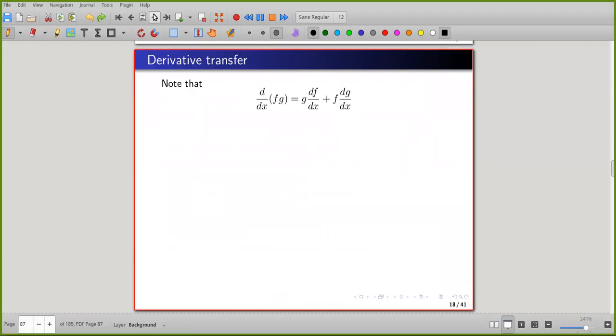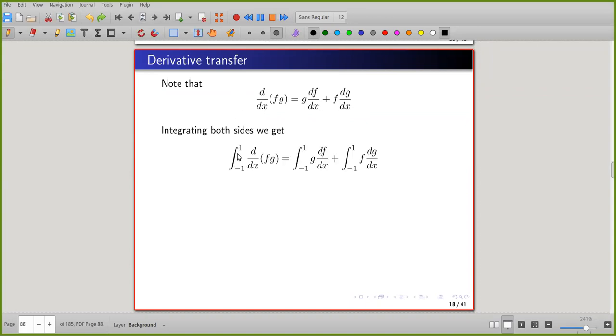Here is a trick which we will use again and again. It's a stupid trick, but it's very useful. Here we have two functions f and g. Let's say they are nice functions, at least once differentiable, but let's just imagine they are polynomials, which is why we are going to use it right now. When we differentiate f times g, we know that this is equal to g times df/dx plus f times dg/dx.